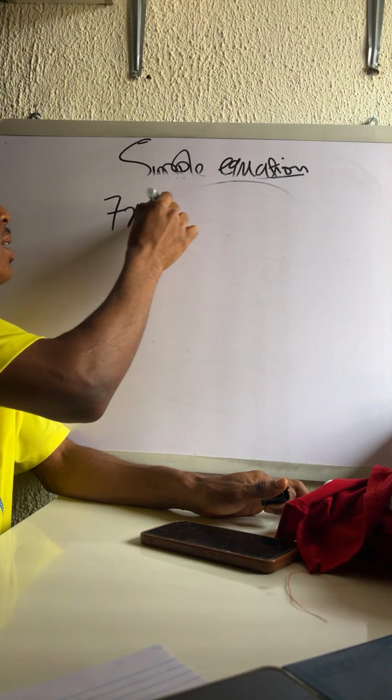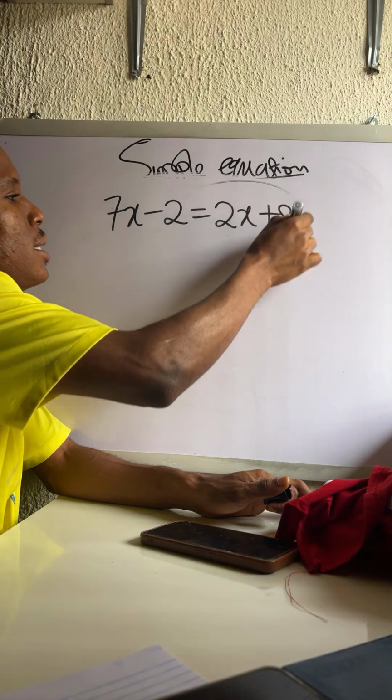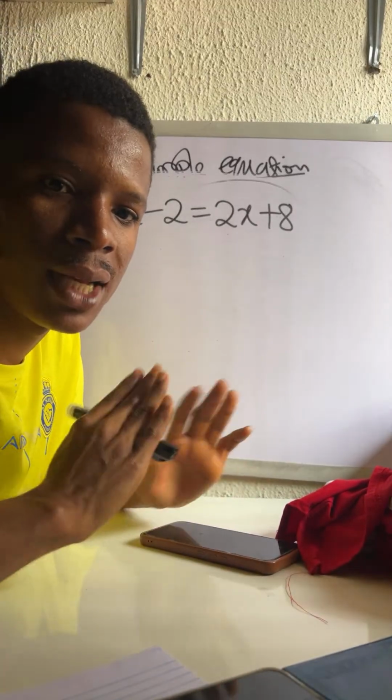So let's look at 7x minus 2 is equals to 2x plus 8. We'll do this one together, okay? 1, 2, ready, go. Let's do it.